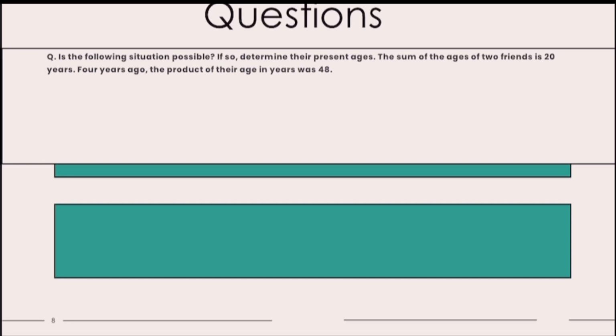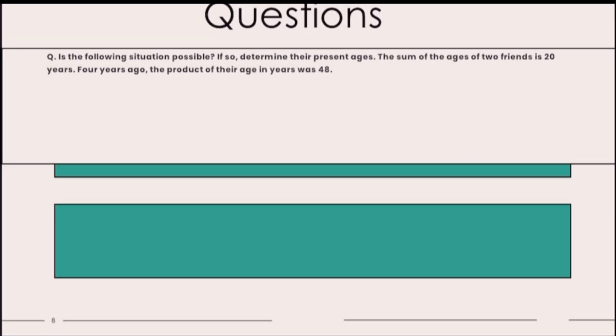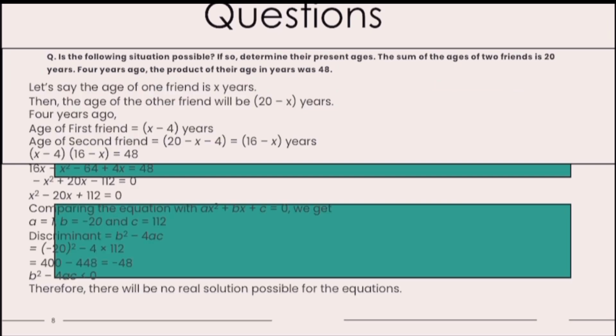There is a word problem here. Is the following situation possible? If so, determine the ages. The sum of the ages of two friends is 20 years. 4 years ago, the product of their ages in years was 48. Okay, so let's see. We'll take the age of one friend as x years, then the age of the other one will be 20 minus x. 4 years ago, x minus 4, and for the second friend 20 minus x minus 4, so 16 minus x.